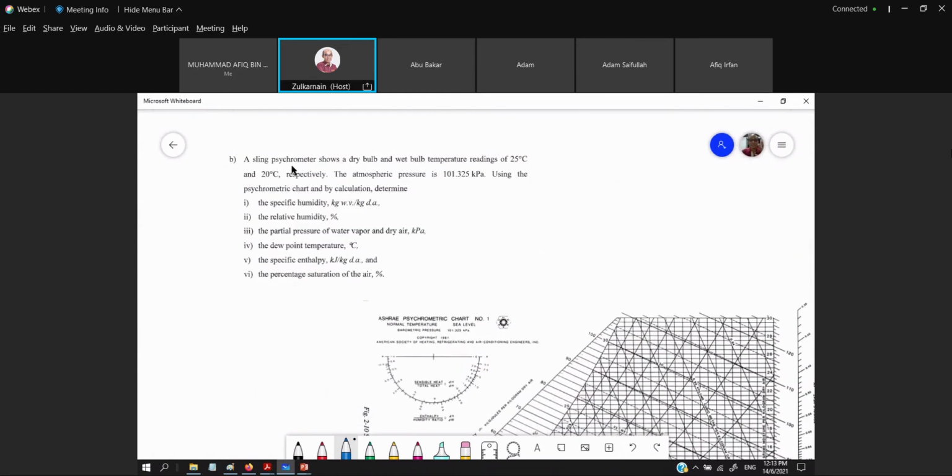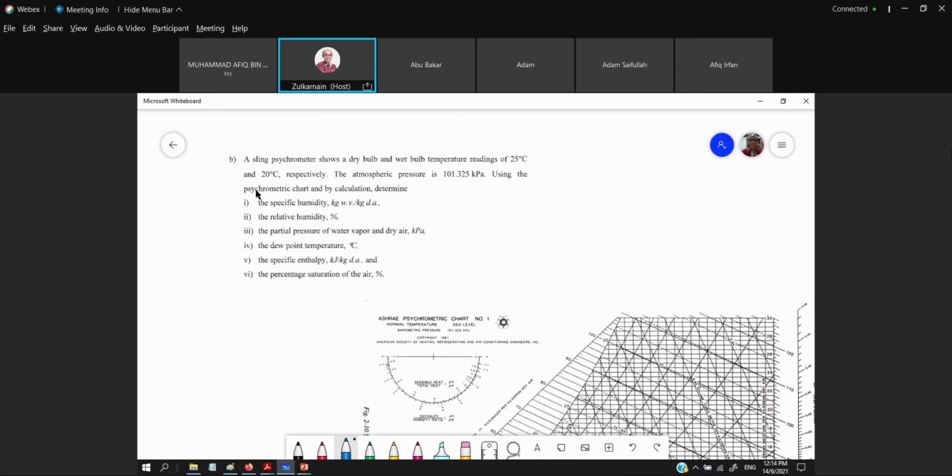Okay. So next question, part B. A sling psychrometer shows dry bulb and wet bulb temperature readings of 25 degrees C and 20 degrees C, respectively. The atmospheric pressure is 101.325 kilopascal. Using the psychrometric chart and by calculation, you can use the chart, or the combination of chart and calculation. Because some of the parameters given here need mathematical analysis. Not everything can be obtained from the chart. That is the meaning of this question.